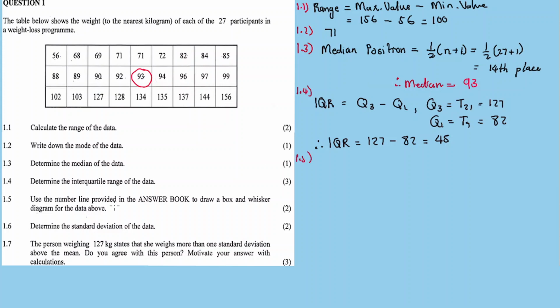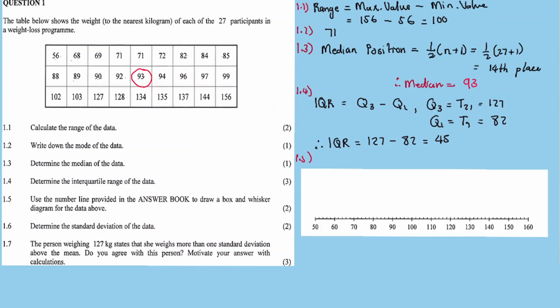1.5. Use the number line provided in the answer book to draw a box and whisker diagram for the data above, or the five number summary. So the number line they are talking about is from the answer book for this question paper. It is handy because they provide the scale, so you just plot the important numbers.